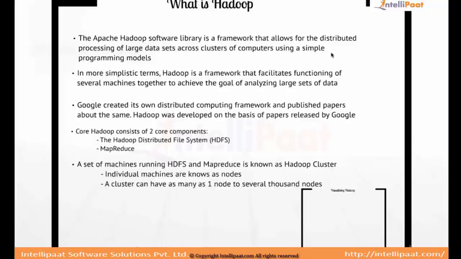A set of machines running HDFS and MapReduce is known as a Hadoop cluster. Individual machines are known as nodes, and a cluster can have as few as one node to several thousand nodes.